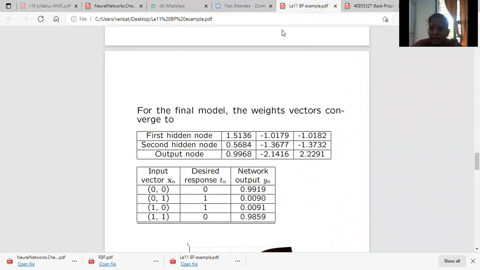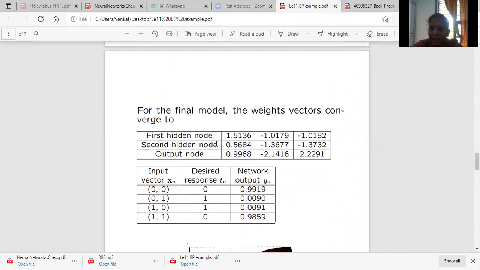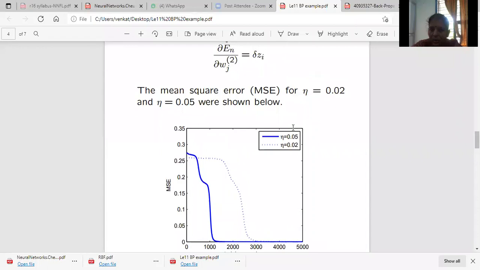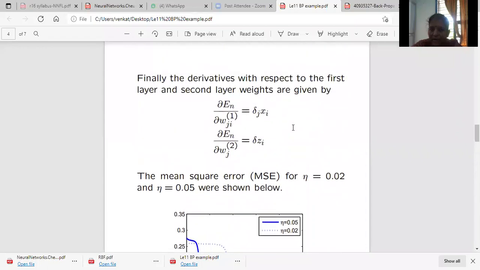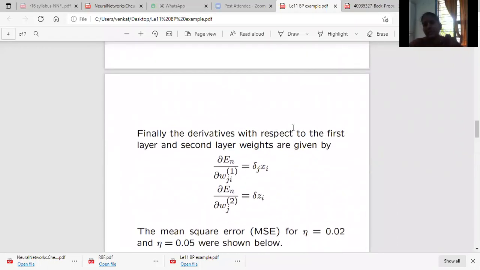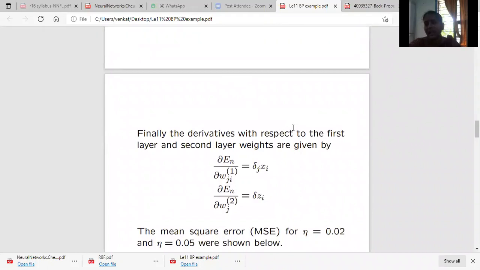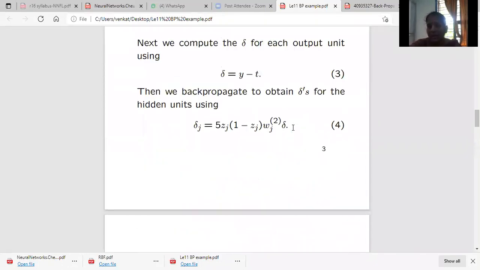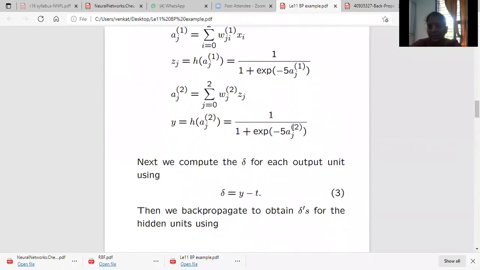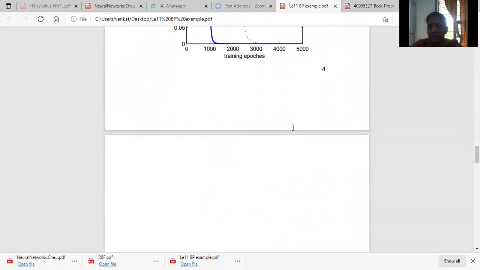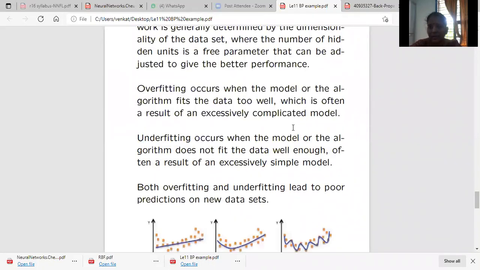Here the weight vectors converge: first hidden node, second hidden node, output node. Randomly, they have mentioned the weight values here for two different eta values. They have considered not the error directly, but the mean square error. For your understanding purpose only, I am giving you this example.